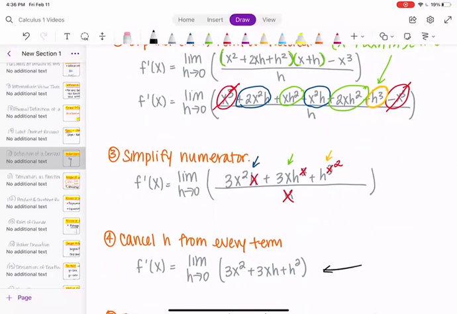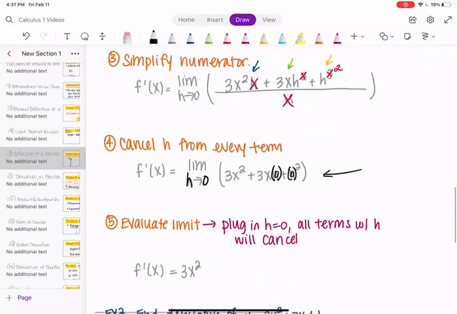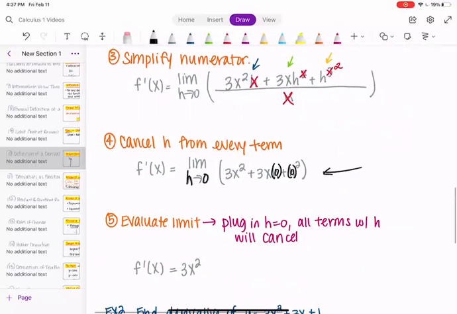And what we're going to do then, now that it's simplified and easy to evaluate, is plug in that h is 0. So for everywhere you see an h, we're going to plug in a 0. So that becomes this term canceling, right? Because 3 times x times 0 is 0. And this term canceling because 0 times 0 is 0. So all we're going to end up with is this function here, f prime of x equals 3x squared.